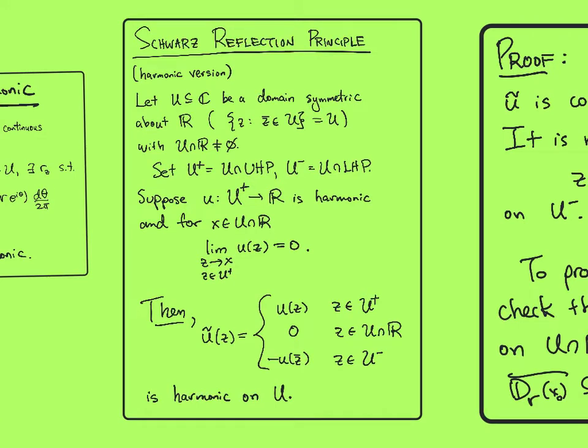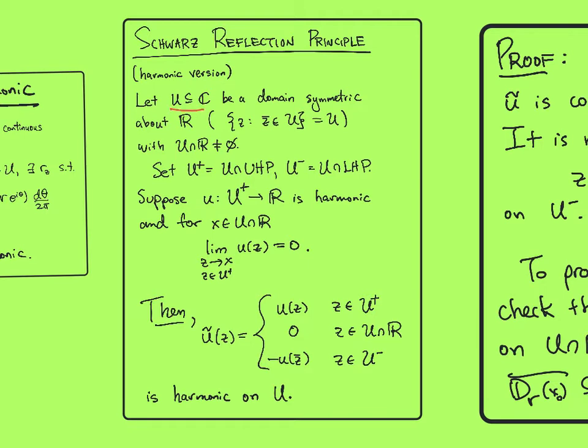In this video, we'll talk about a powerful application of the mean value principle, or the mean value property implying harmonic, namely the Schwarz reflection principle. So this basically says that if a harmonic function has certain symmetries, then it extends to be harmonic in a larger domain.